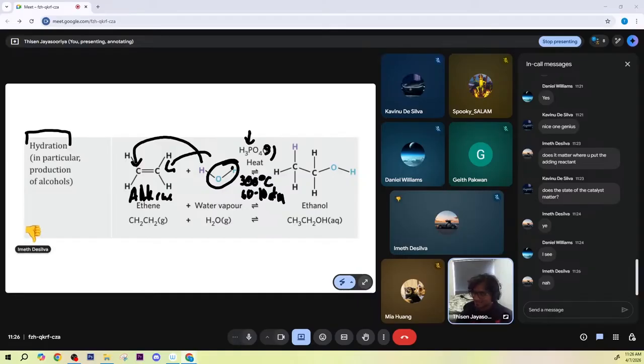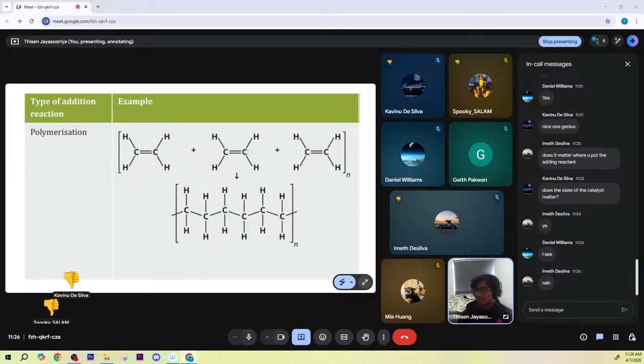Okay. So now here we have the polymerization. Polymerization is more of a year 11 thing. They don't deal with it too much in year 12. But the idea is that you have a bunch of alkenes. So here they have ethene. What's happening here is that the double bonds are breaking and they're joining each other, and it forms this polymer, right?